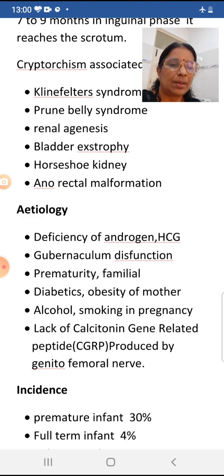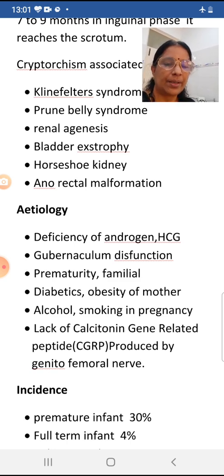Other causes are prematurity of the baby, familial occurrence, diabetic and obese mothers, and alcohol and smoking in pregnancy. There is one more reason, that is lack of calcitonin gene related peptide, which is produced by the genitofemoral nerve, which is the main factor for the descent of the testis. Lack of this CGRP leads to cryptorchidism.